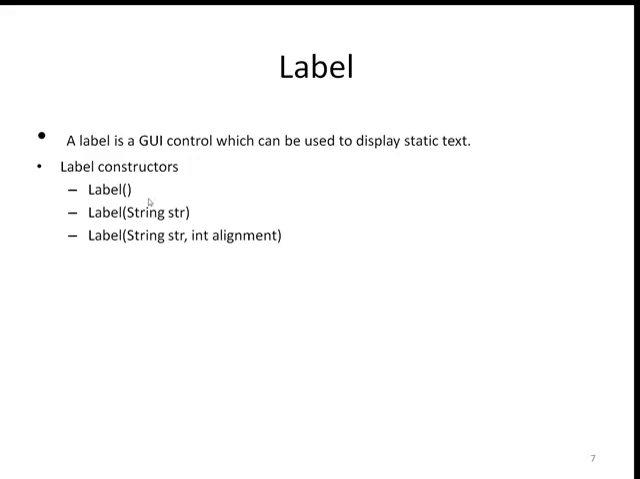The first constructor, Label, is used to create an empty label, and the second constructor is used to create a label with a text. The last constructor is used to create a label with a text and alignment. Alignment means it may be left or right or center. I'll show you an example.